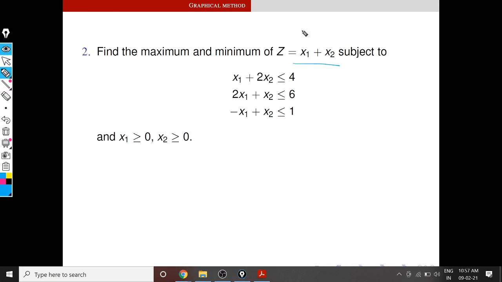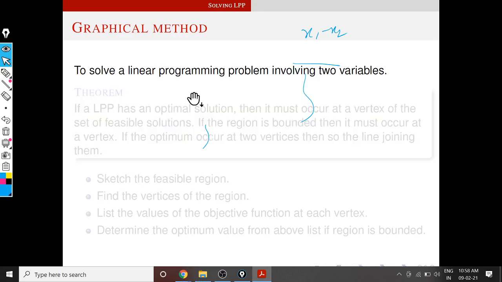In the first case the objective function is x1 minus x2, here the objective function is x1 plus x2, that's all. The constraints and these are all same. Okay, the only thing is the objective function is different. So you can solve this using this same diagram.